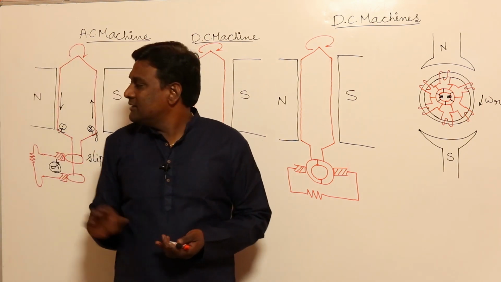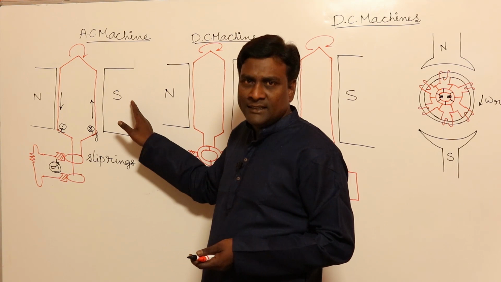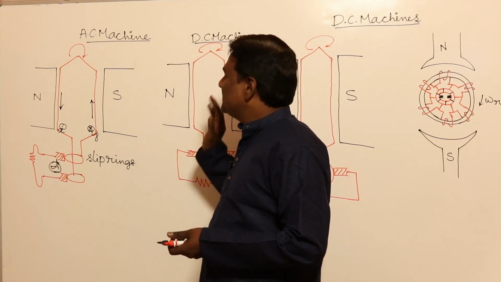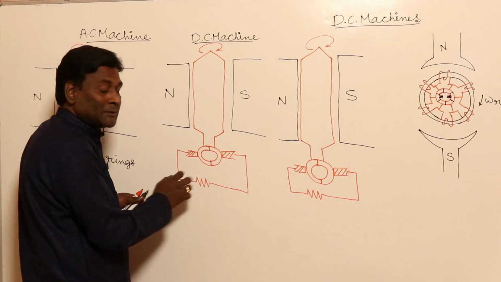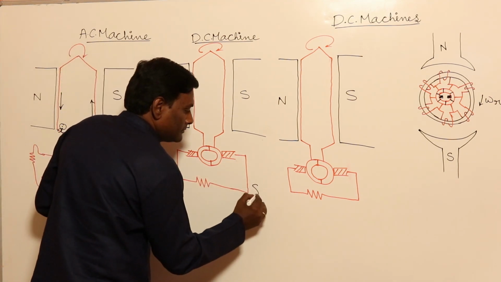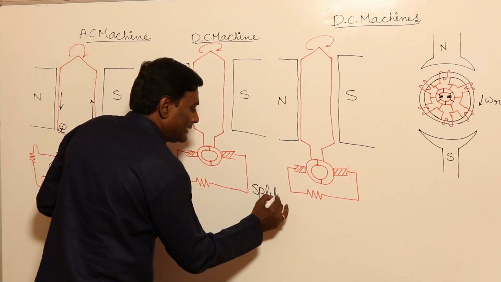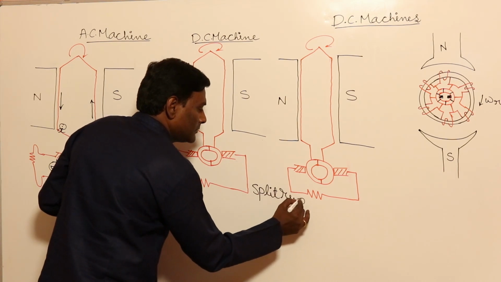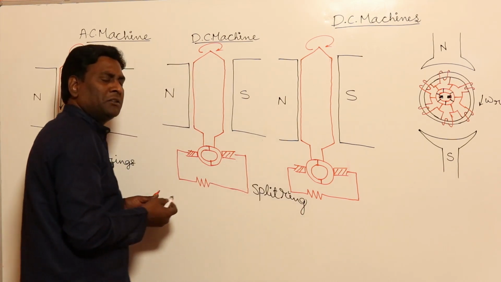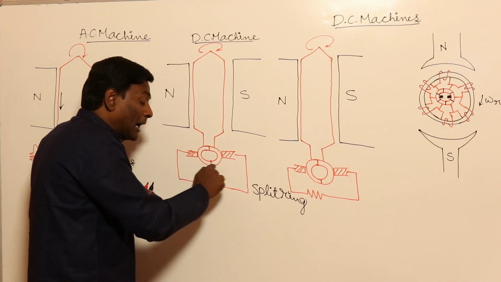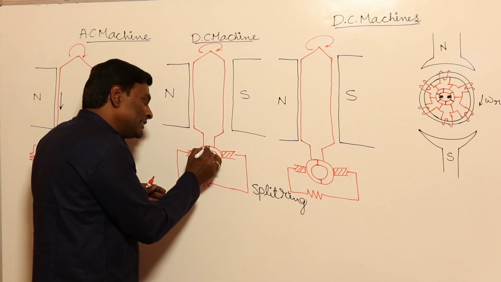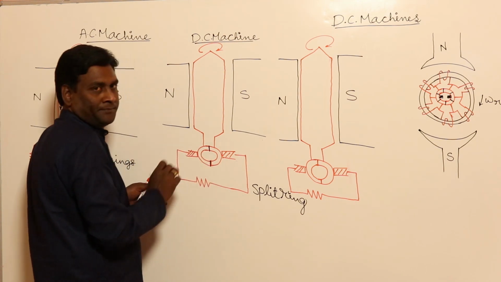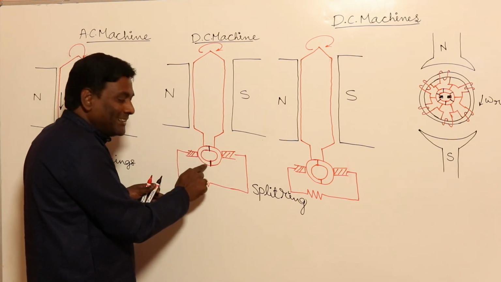Now let us come to DC machine. Actually, this is an AC machine. If I think of DC machine, what will happen? We are going to have a split ring here. So what is a split ring? Very simple. This is going to be a copper ring only, in which I'm going to keep insulation here and here. From here to here it is a copper ring.